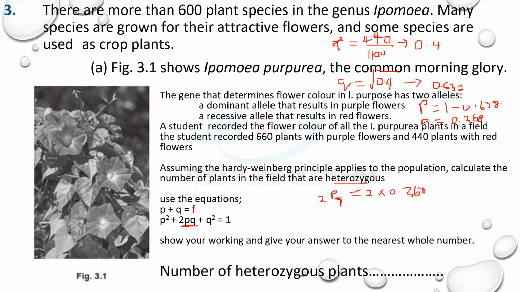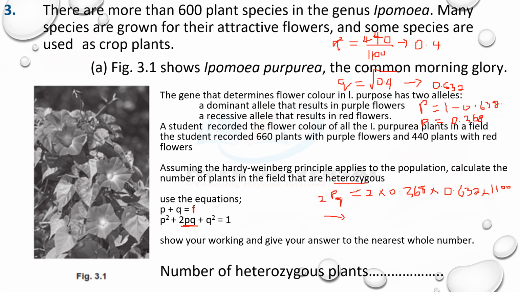Okay, that's 2 times what? Q is 0 point, right? 0.632. And then times the total number of all the plants, which is 1,100 plants. Okay, 1,100 plants. So what do we have here? So the answer will be what? Just help me multiply it.